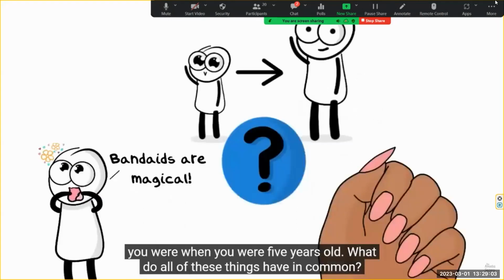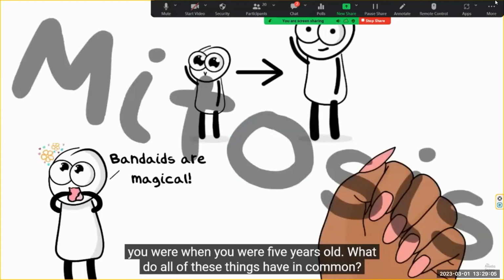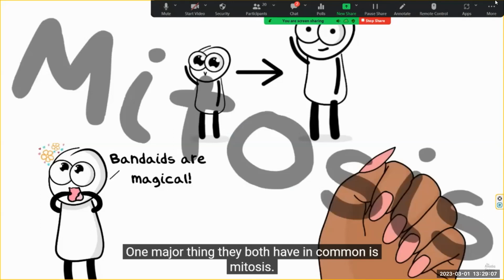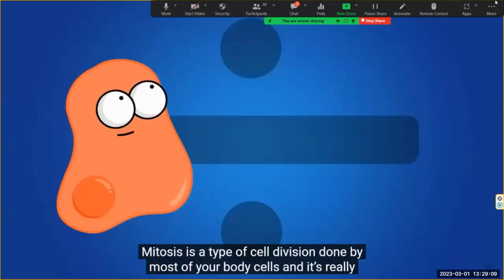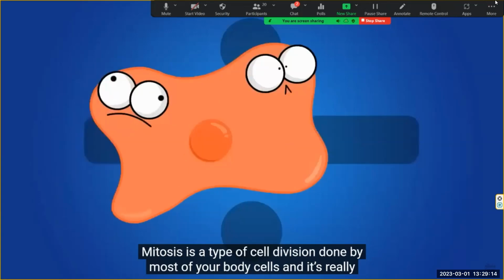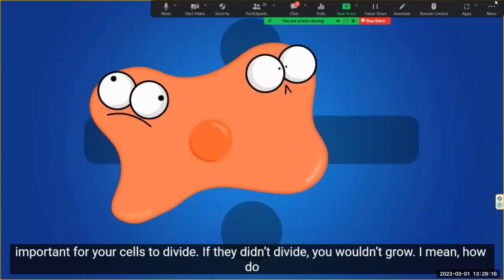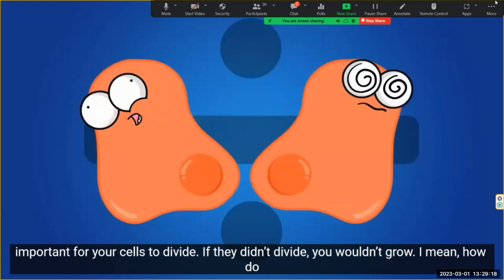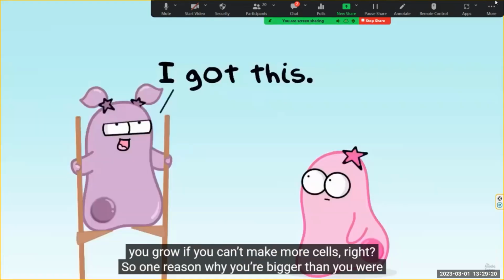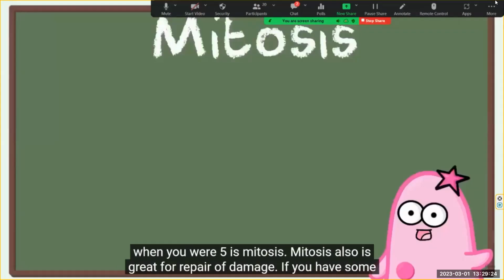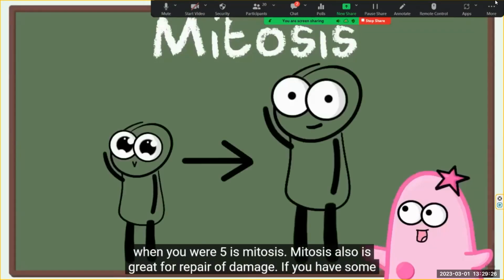What do all of these things have in common? Well, one major thing they have in common is mitosis. Mitosis is a type of cell division done by most of your body cells, and it's really important for cells to divide. If they didn't divide, you wouldn't grow. I mean, how do you grow if you can't make more cells, right? So one reason why you're bigger than you were when you were 5 is mitosis.